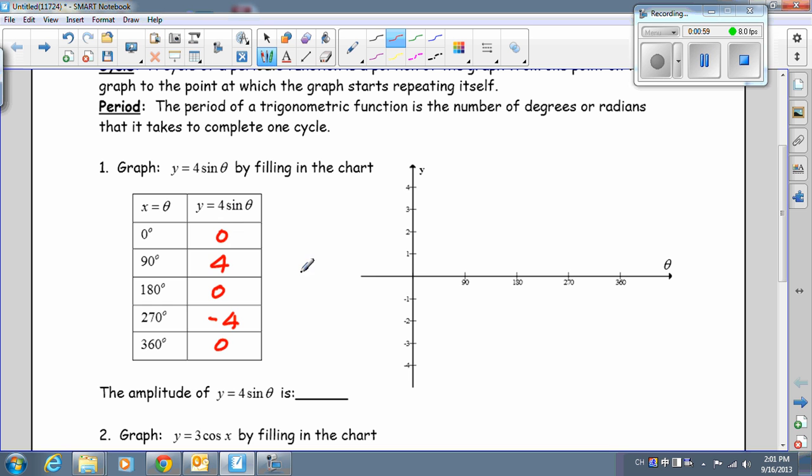Or if you know the coordinates of your axis. Now, let's go ahead and plug in this point. Sine of 0 is 0. I'll put a dot here. Now, 4 times the sine of 90 is 4. So for 90, it's going to be at 4, meaning a point here. 0 again. Negative 4. And 0. And from here, all you have to do is connect the dots. So if you connect the dots, you should get something like this.